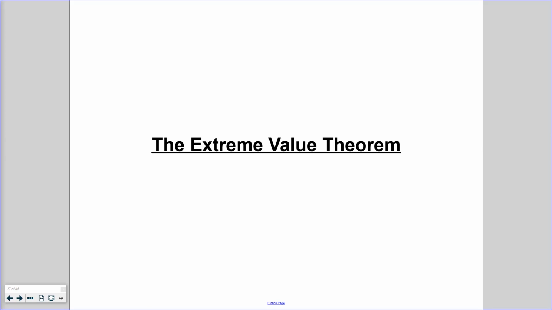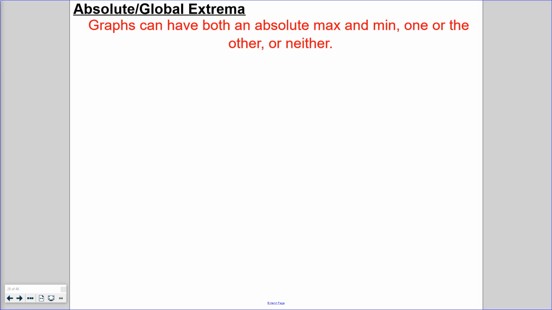All right, so before we dive into what the extreme value theorem is, let's quickly review what we know about absolute and global extrema. We know that graphs can have both an absolute max and an absolute min. It can have an absolute max or an absolute min, or it can have neither. As we demonstrated on the 7 graphs we previously looked at, we saw graphs that had both an absolute max and an absolute min, graphs that had neither, and graphs that had one or the other.